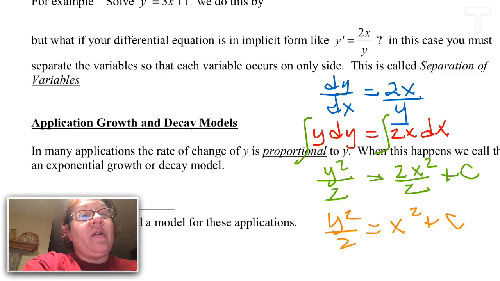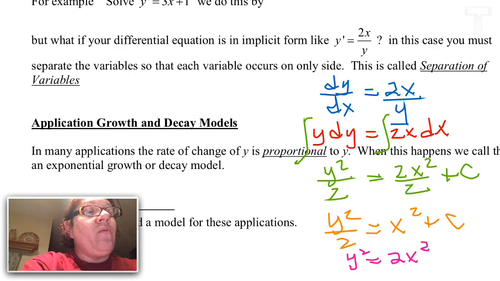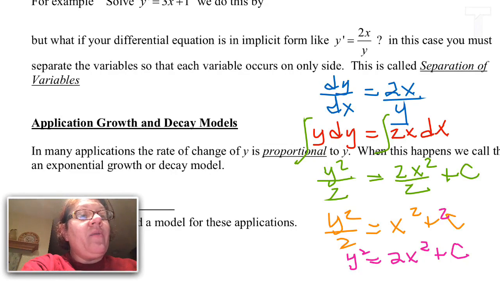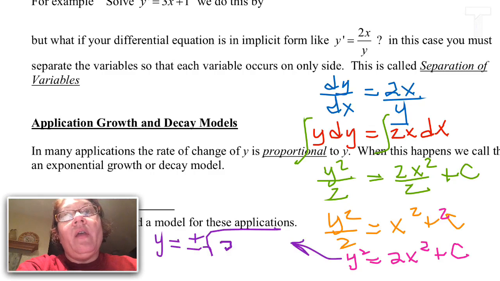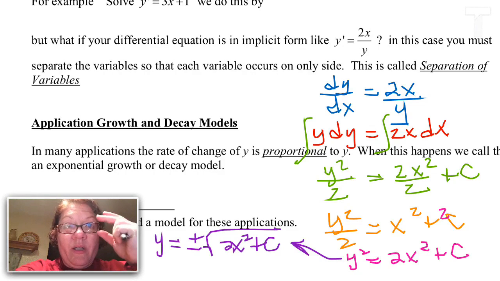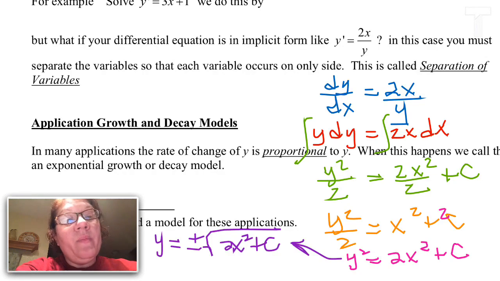And if I'd like to get it all in terms of y, I can multiply everything by 2. So I'll have y squared equals 2x squared. Now remember, when I multiply a constant by 2, it just gives me another constant. And then I would have to take the square root of both sides, which would give me plus or minus the square root of 2x squared plus c. Now keep in mind, dependent upon what initial condition you have will determine which sign you use.